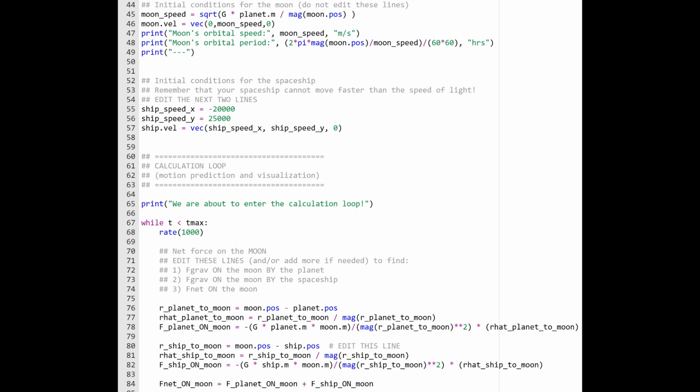And under that, you can see the calculations of the net force on the moon. We determined the net force on the moon by adding the gravitational forces from the ship and the planet that they were exerting on the moon. And a similar process was done for the spaceship to calculate the net force and then the trajectory of that.